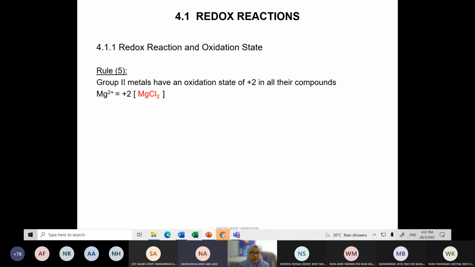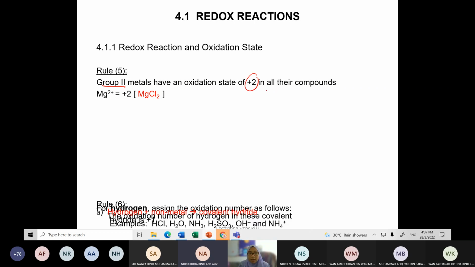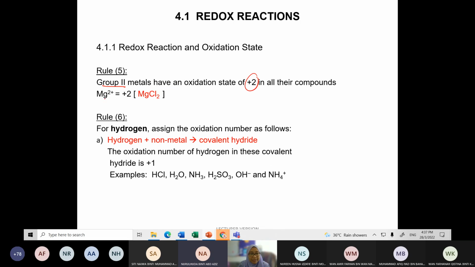Then number 5. Oh, dia jadikan rule number 5. Okay, group 2. Tadi saya combine kan kat rule number 4. So dia asing, dia separate. Group 2 metal have an oxidation state of +2 in all their compounds. So for example, magnesium, the charge is +2, which is also equal to its oxidation number. Okay, alright. Then rule number 6, guys. For hydrogen. So what is the oxidation state for hydrogen?